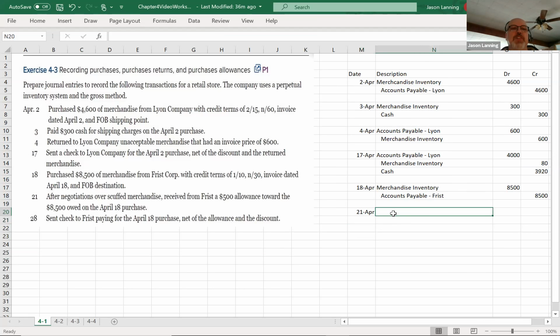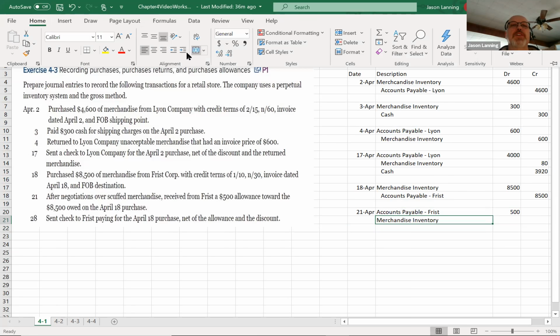So for April 21st, we're going to debit our accounts payable because we owe a little less now to Frist for the 500 discount they gave us. And then we're also going to credit merchandise inventory because we paid less for this inventory than we thought we were going to.